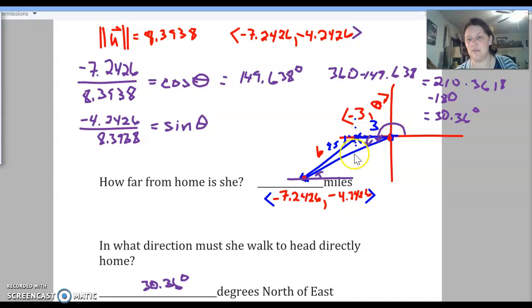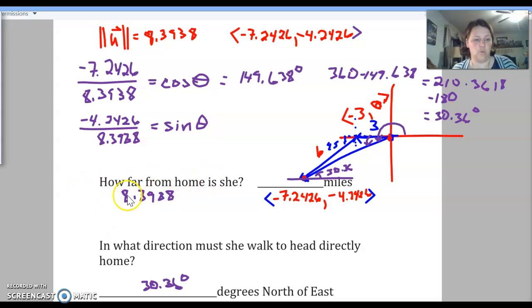Then that angle, because of alternate interior angles, this angle here is going to be the same as this angle here. So this angle down here we now know is going to be 30.36 degrees. So she must head 30.36 degrees north of east to head directly home. And she is, like we said before in our last part, 8.3938 miles from home.